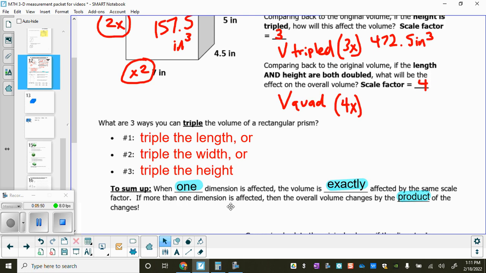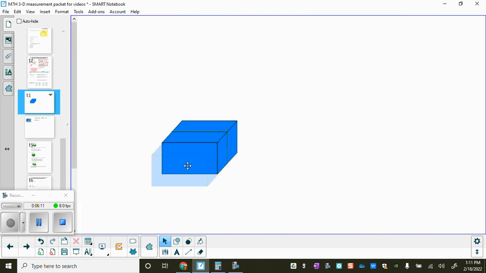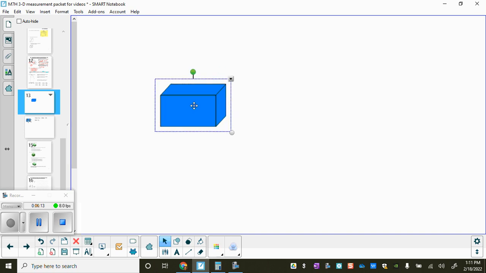However, if more than one dimension is affected, kind of like in this example where the length and the height were both affected, then the volume changed by the product of the changes, okay? So the doubling of the length and doubling of the width, 2 times 2 is 4, so the volume was 4 times as much.